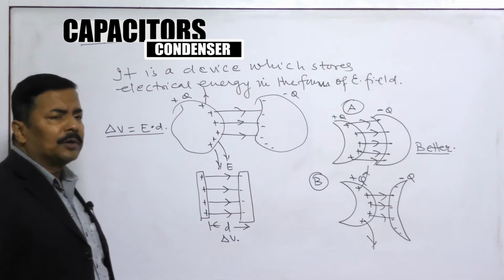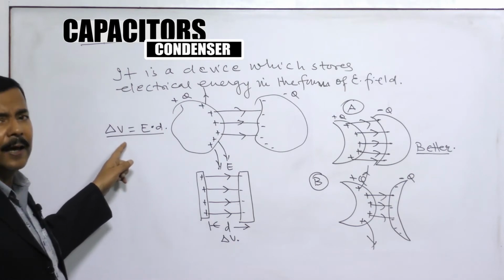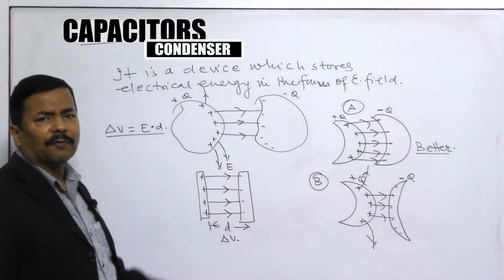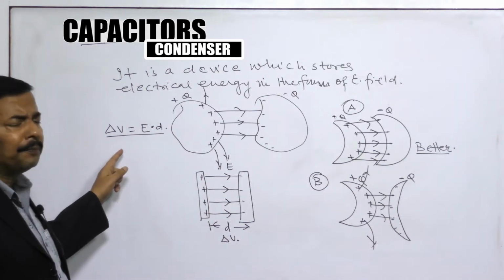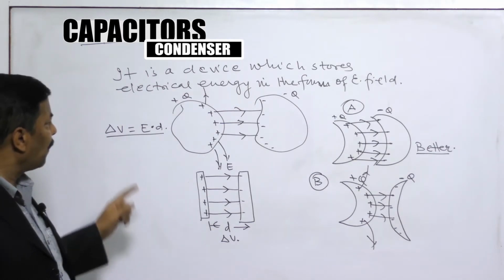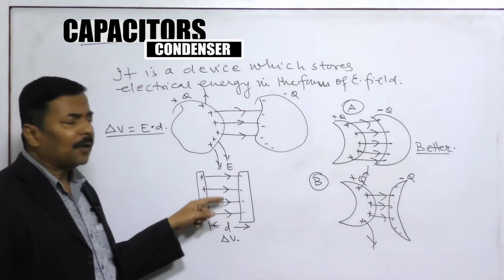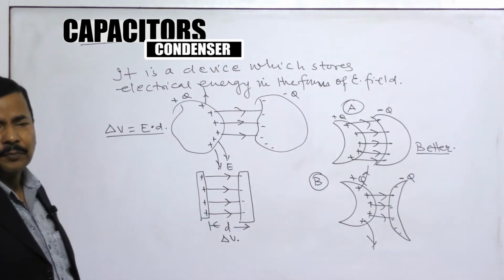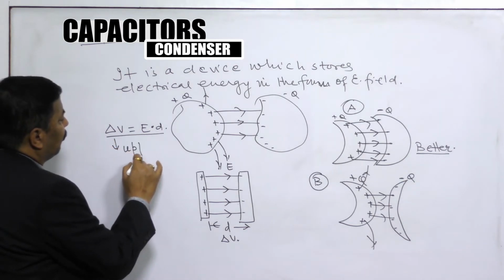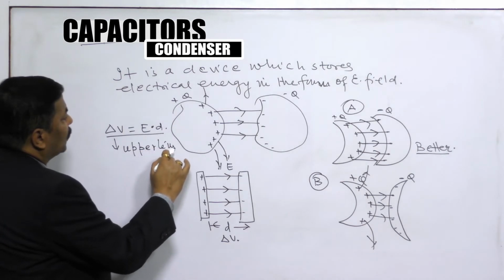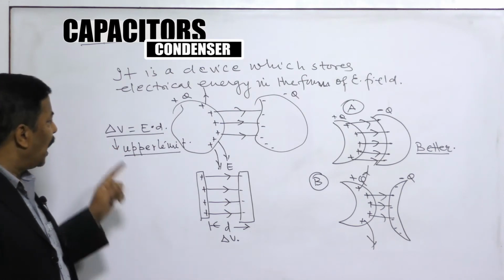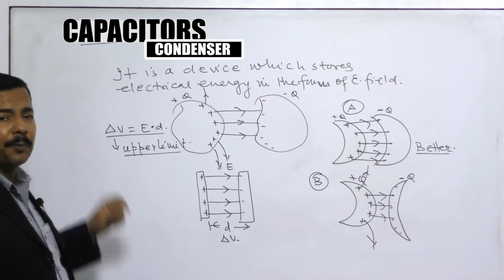Now what I would like to tell you, this delta V has an upper limit, and for any combination of capacitor you are not supposed to exceed that upper limit of the arrangement. If you exceed that upper limit, then the properties of the plate will change and it will be destroyed. So this delta V has an upper limit for every arrangement, and you are not supposed to cross that upper limit. This is the first point. And what is this delta V? Delta V is potential difference.